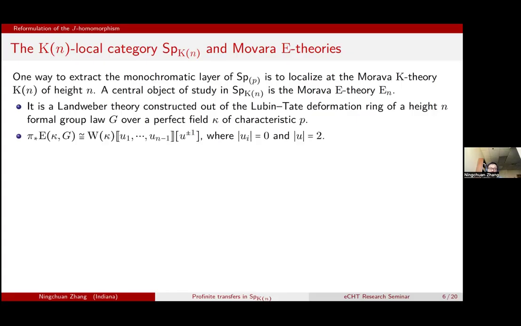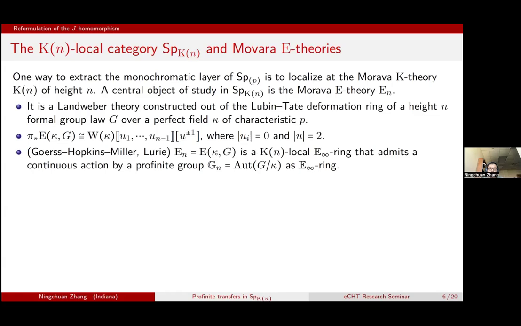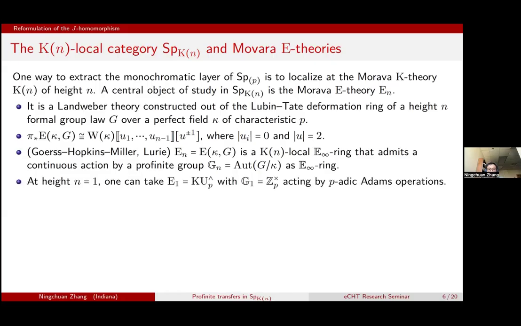And its homotopy groups are given by a ring, which is a Witt vector ring adjoining a bunch of power series generators, together with a Bott element. And what's nice about it is that it is a K-local E-infinity ring that admits an automorphism group by a profinite group. Those automorphisms are E-infinity ring automorphisms. And a more concrete model, at height 1, we can take the first Morava E-theory to be the p-complete K-theory, and then G1, this automorphism group, is none other than the p-adic units, and the action is the p-complete Adams operations.